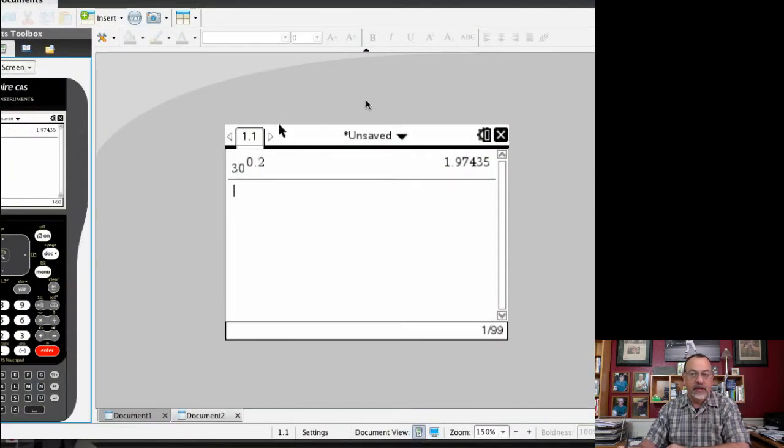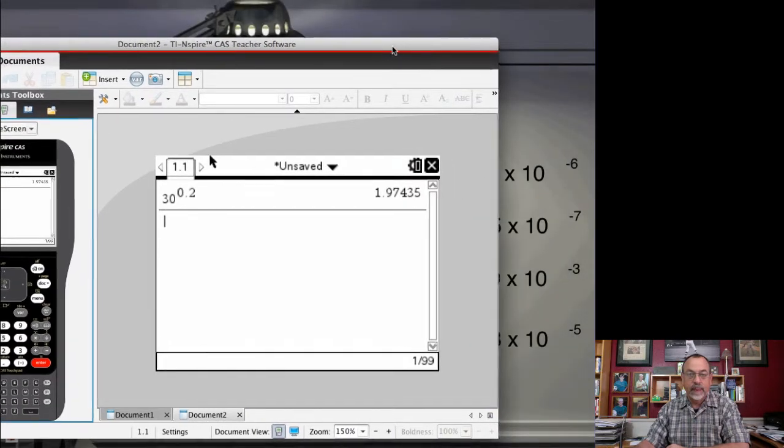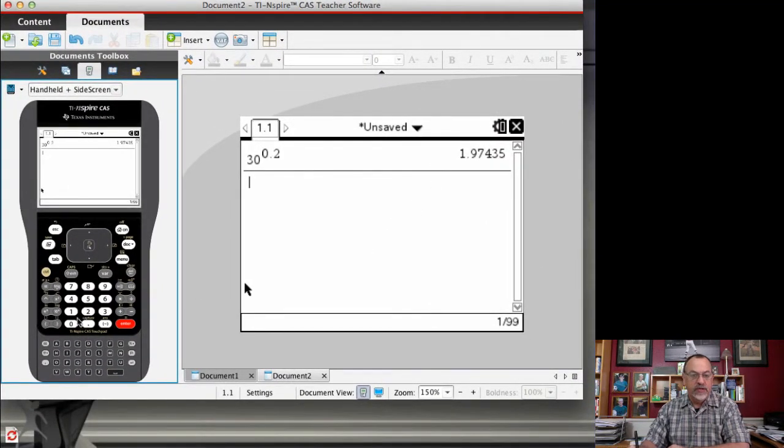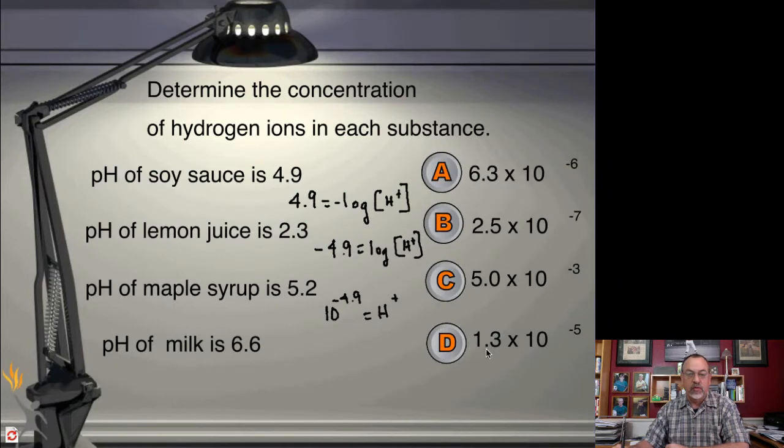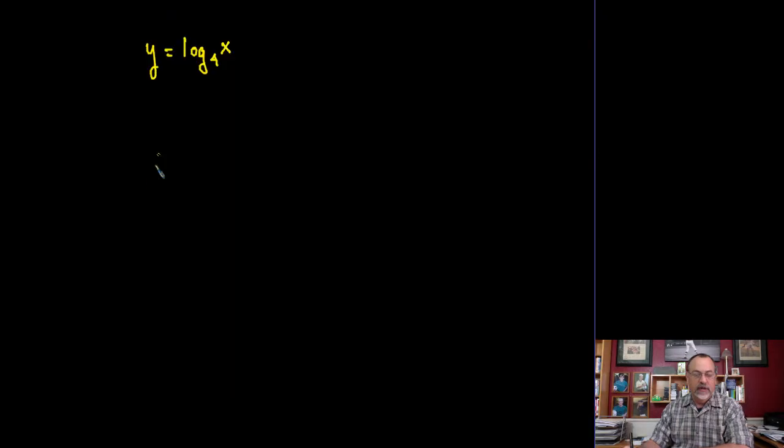If we take 10 and we raise it to the negative 4.9 power and enter, that gives us 0.000013. Now you're going to have to change that to scientific notation, so we'll need to move this decimal point over 1, 2, 3, 4, 5 places so that the number is between 1 and 9. That would be 1.3 times 10 to the negative 5, which would be letter D.